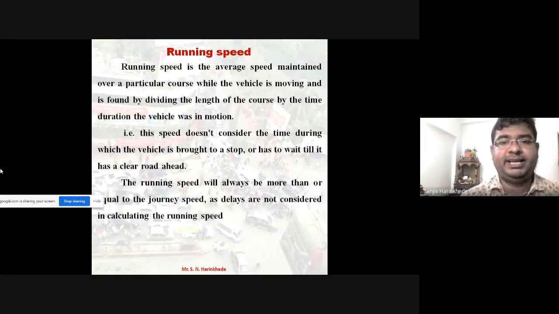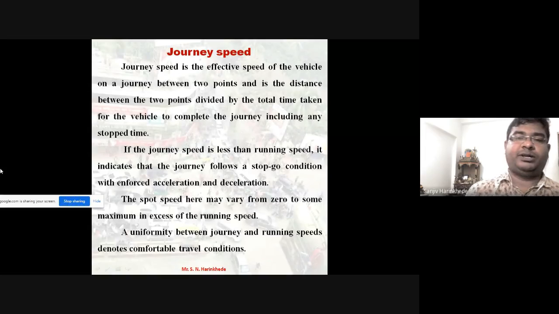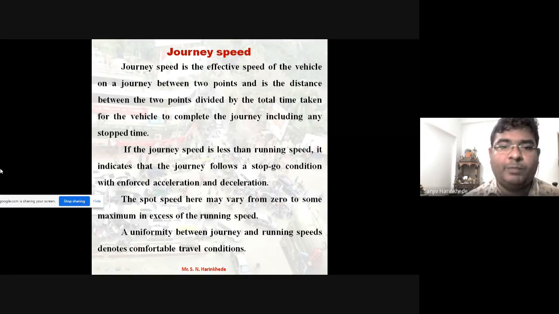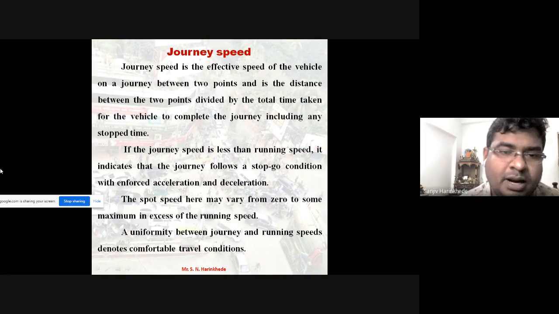Next type of speed is journey speed. This is the most important type, that is journey speed. Journey speed is the effective speed of the vehicle on a journey between 2 points, and is the distance between 2 points divided by the total time taken for the vehicle to complete the journey, including any stop time.